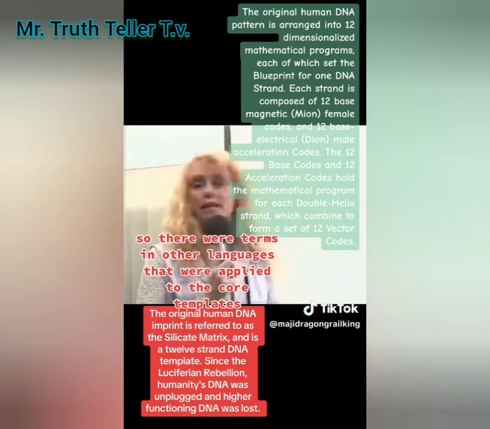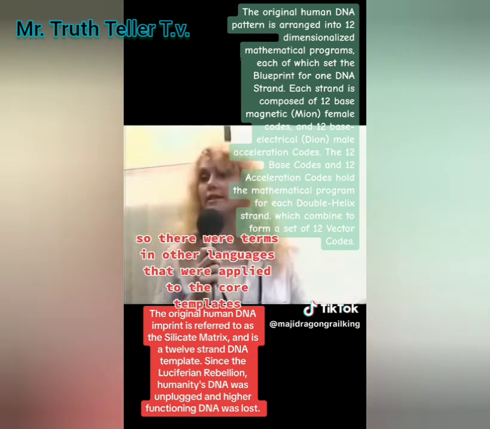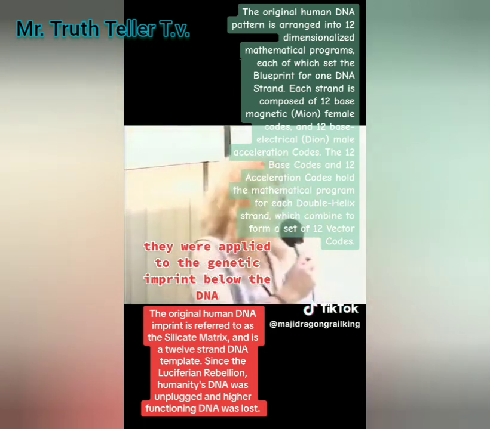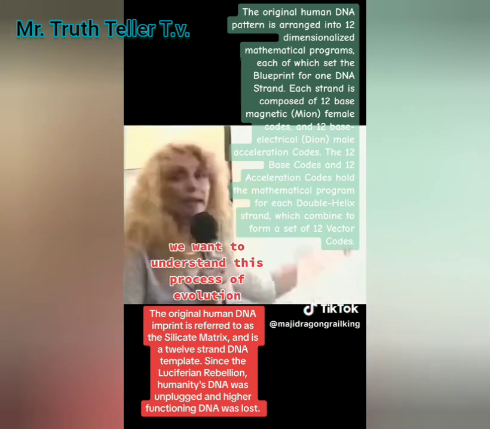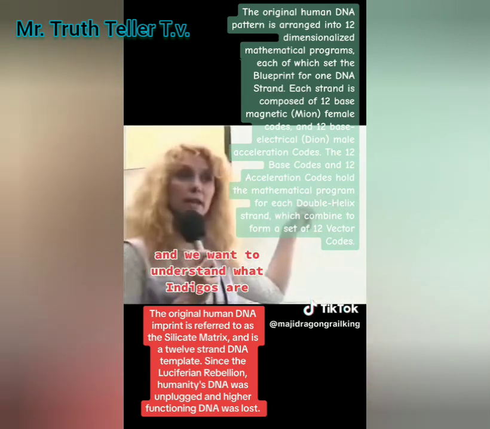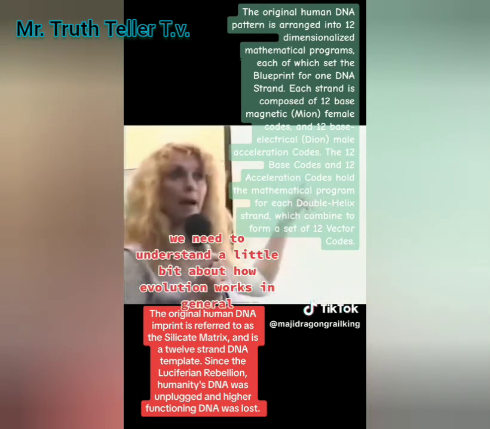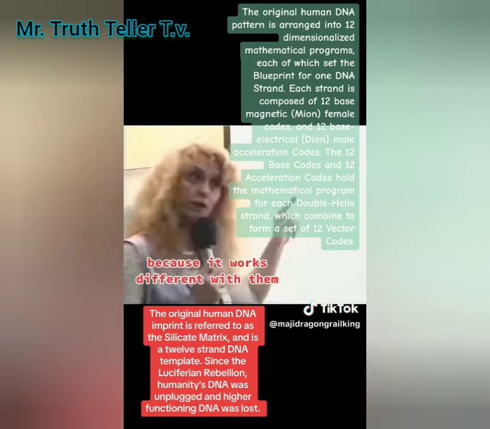So there were terms in other languages that were applied to the core templates. They were applied to the genetic imprint below the DNA. But it helps to understand, if we want to understand this process of evolution, and if we want to understand what indigos are, we need to understand a little bit about how evolution works in general within our bodies, because it works differently with them.